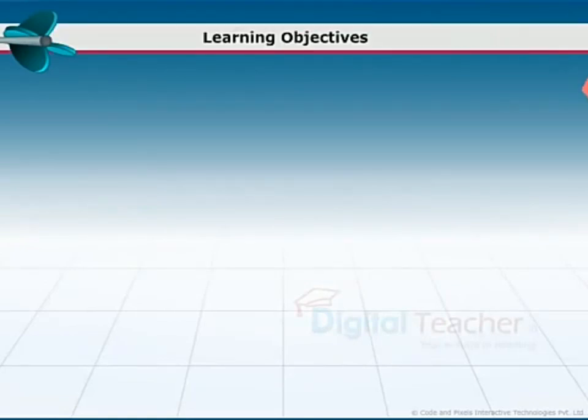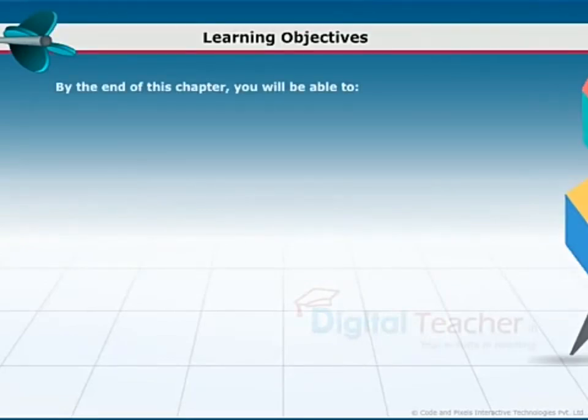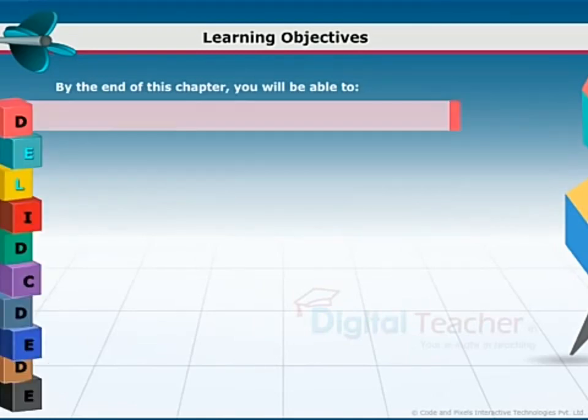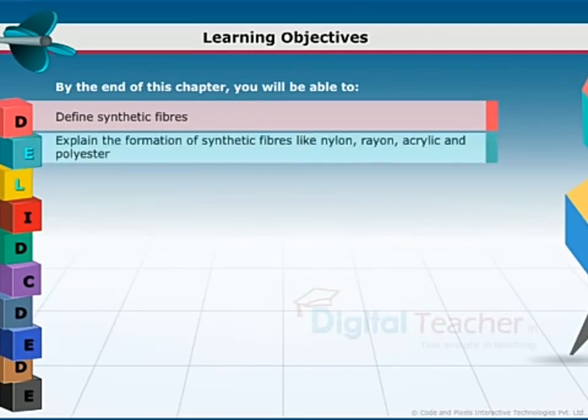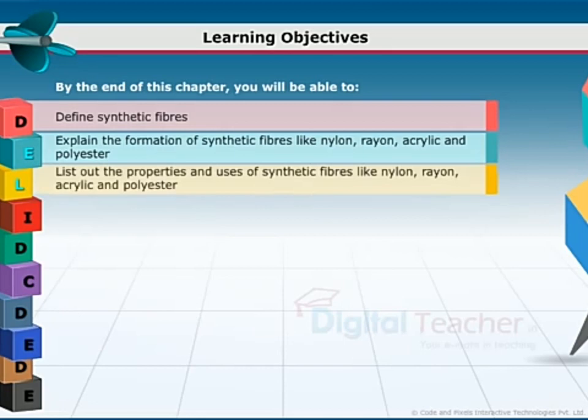Learning objectives. By the end of this chapter, you will be able to define synthetic fibers; explain the formation of synthetic fibers like nylon, rayon, acrylic, and polyester; list out the properties and uses of synthetic fibers like nylon, rayon, acrylic, and polyester; identify the different fibers by burning test.